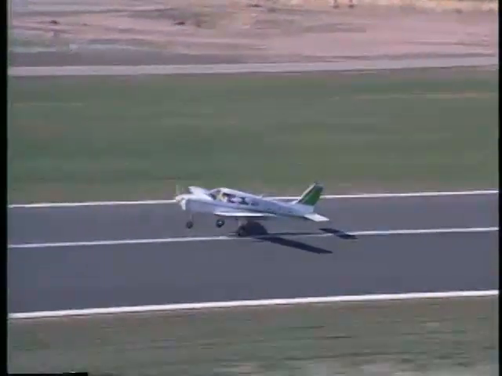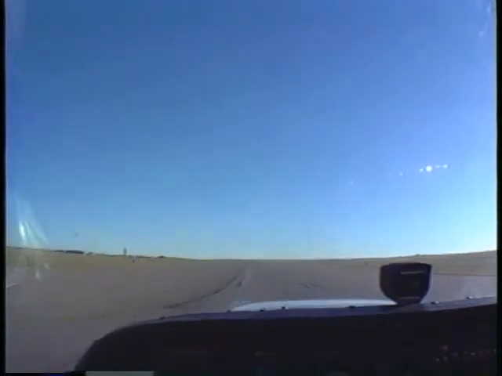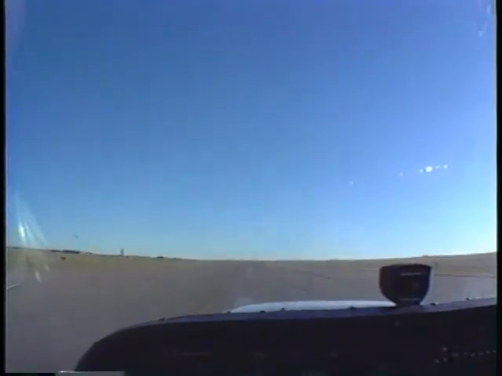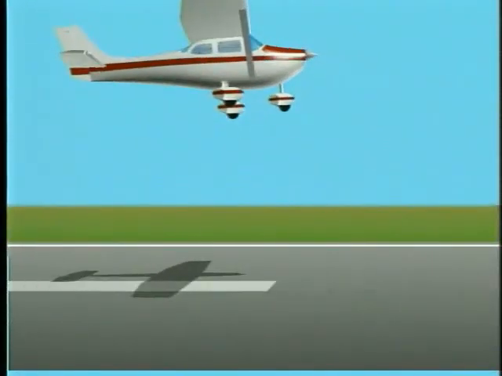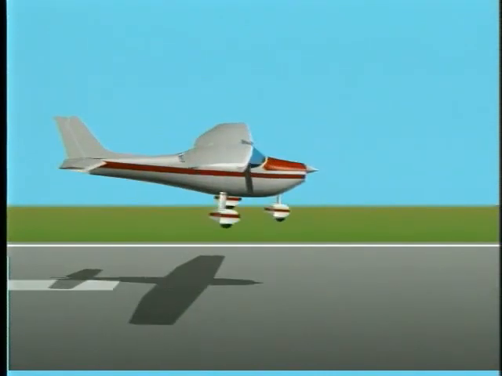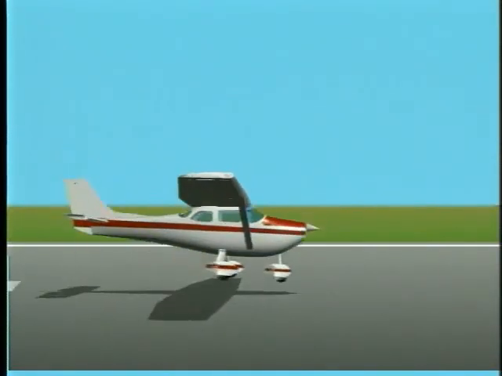Another problem occurs during takeoff, where you may lift off in ground effect at a very slow airspeed. If your airplane hasn't accelerated to a safe climb speed before climbing out of ground effect, the airplane could settle back to the runway.